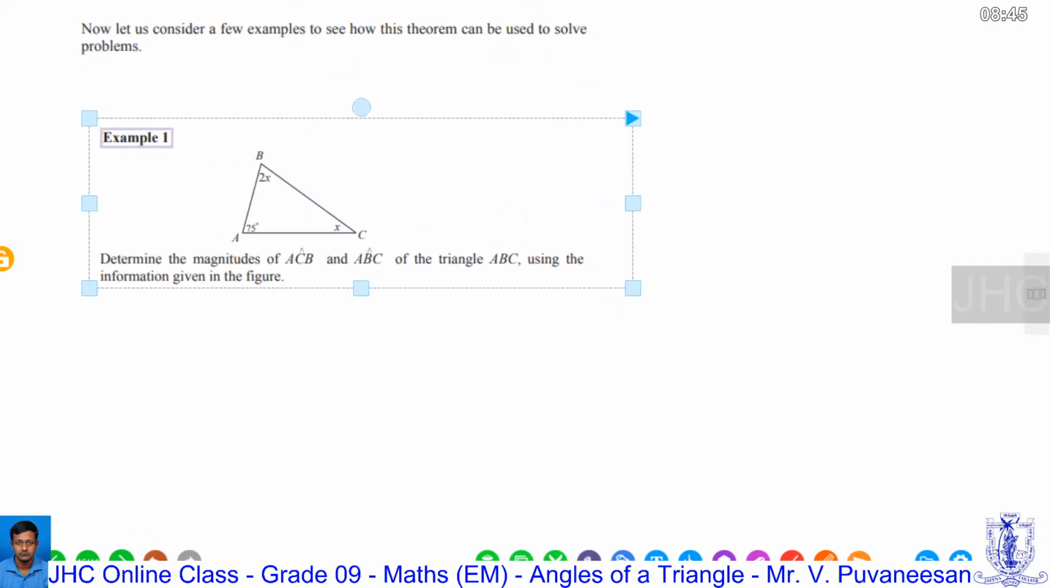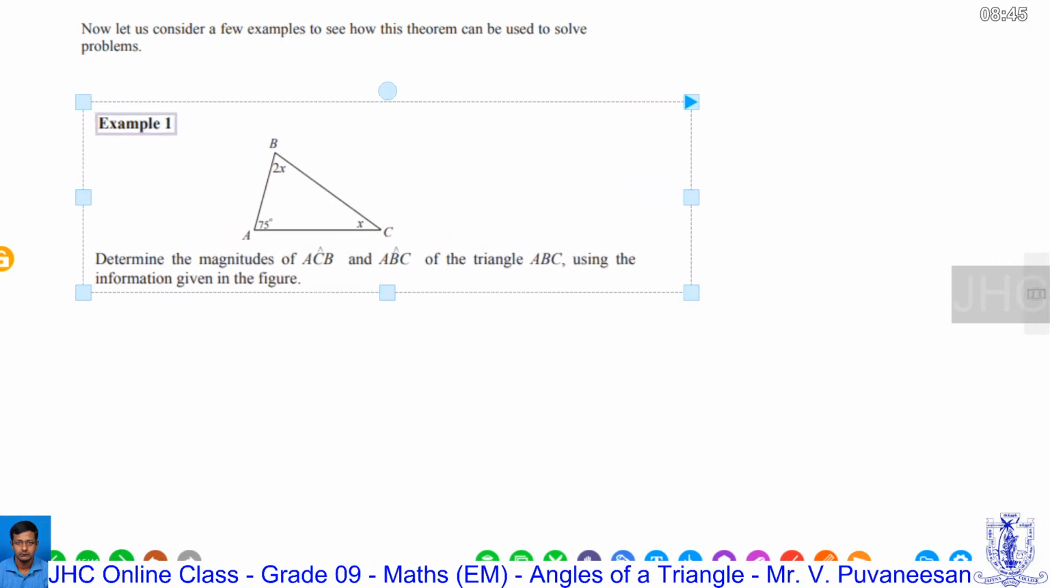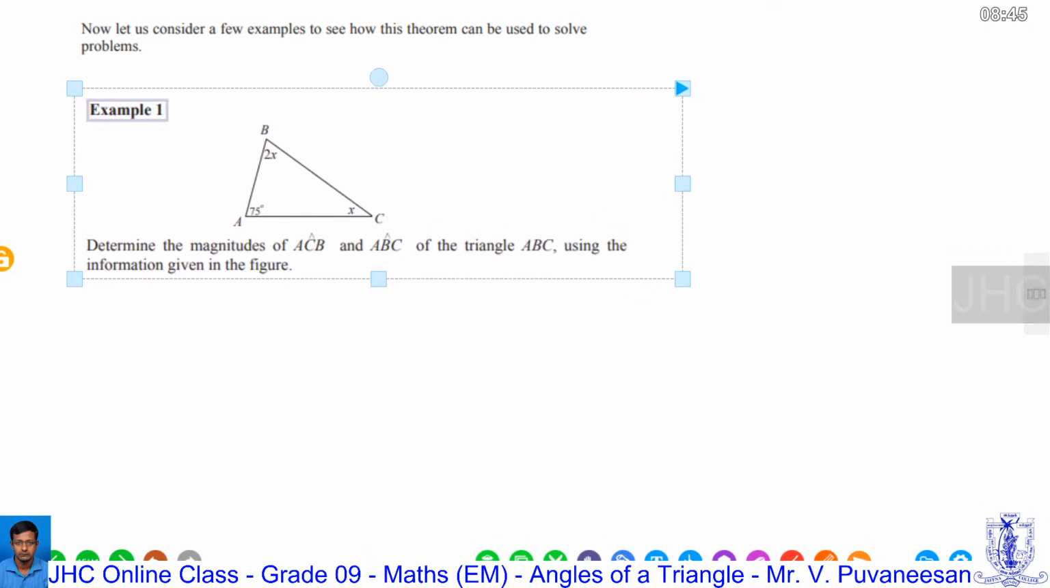Okay. Now, let us consider a few examples to see how this theorem can be used to solve the problems. So, now we apply this theorem and solve the problems. Okay, look at the example. Determine the magnitude of ACB and angle ABC of the triangle ABC using the information given in the figure.